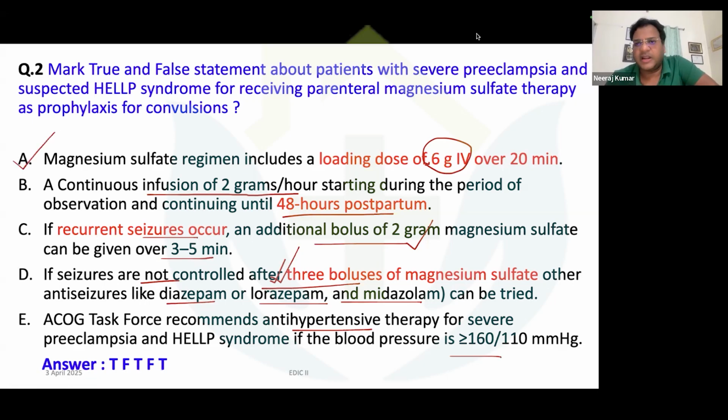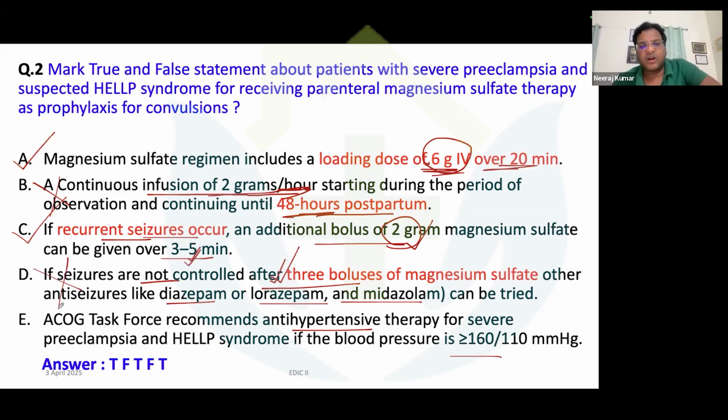Definitely the first option is a true statement. The loading dose of 6 gram is to be given over 20 minutes. Then the second option: there is a requirement of continuous infusion of 2 gram per hour, but the 48 hours duration is not there. I think it's 24 hours postpartum, so half the statement is true and half is false. If your patient is having a recurrent seizure, this statement is true, because you can add 2 grams of magnesium sulfate over a period of 3 to 5 minutes. The fourth option is not true.